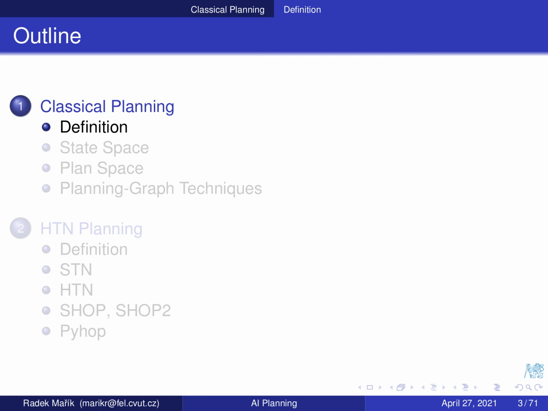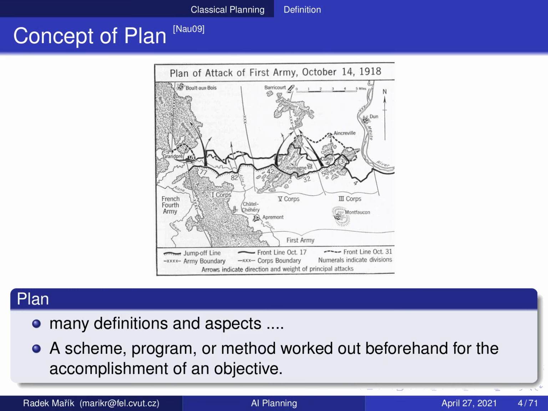So, what is planning? The concept of planning has many definitions and many aspects, and in fact, it is a kind of scheme, program, method that one can use beforehand to accomplish a kind of objective. So basically, it is a kind of making a vision of a sequence of actions, or let's say a set of actions, that can reach the objective and goals.